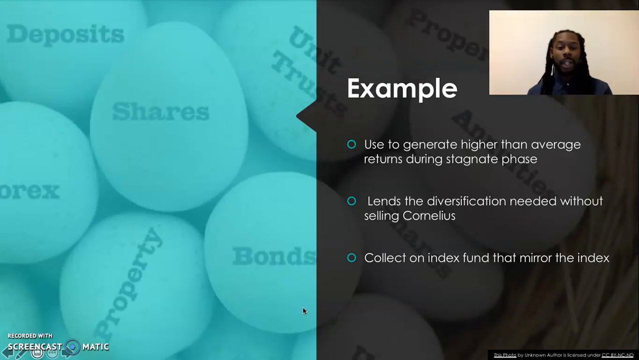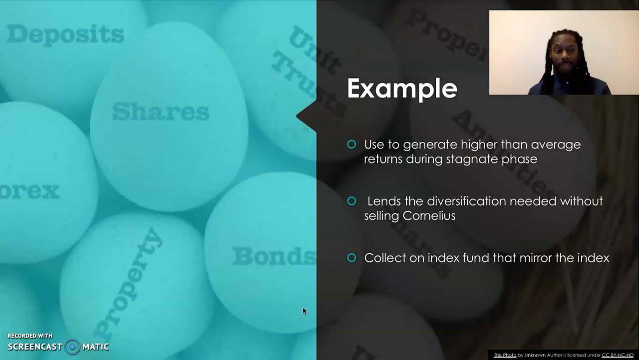An example of ways that you can use this to help mitigate your risk: I would suggest using it to generate higher than average returns during a stagnant phase. I know I've mentioned that word multiple times, but again, this PowerPoint presentation is to help us negate any other risk or any stagnancies within our portfolio. Hence the reason why I keep referencing back to that word.